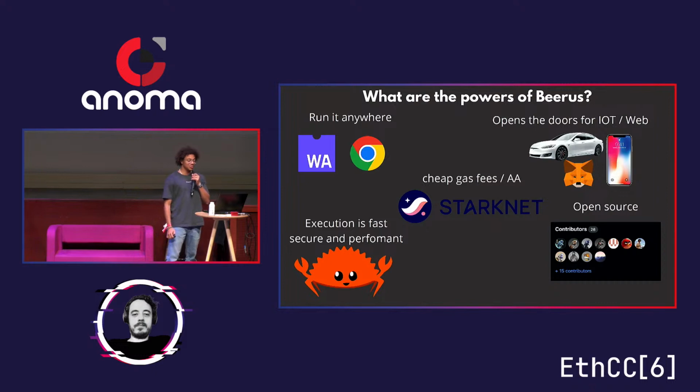And then you can also run it in your MetaMask or anywhere. So that's also really cool. There's very cheap gas fees and account abstraction. I haven't implemented that. That's the really cool guys at Starkware. They just made a really, really cool blockchain with native account abstraction and very cheap gas fees because we're a layer 2 scaling solution and we're using zk.